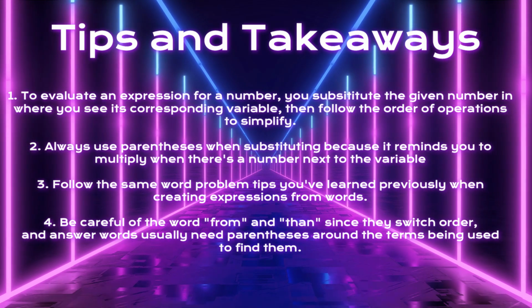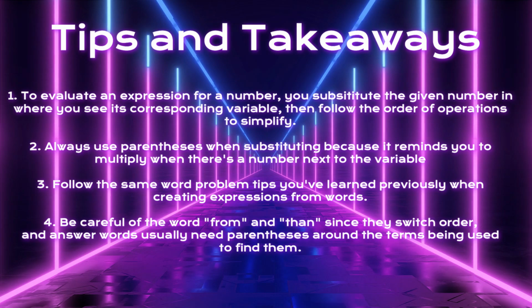So what are our tips and takeaways for today? To evaluate an expression for a number, you substitute the given number in where you see its corresponding variable, then follow the order of operations to simplify. Always use parentheses when substituting because it reminds you to multiply when there's a number next to the variable. Follow the same word problem tips you've learned previously when creating expressions from words. And lastly, be careful of the words "from" and "than" since they switch the order.